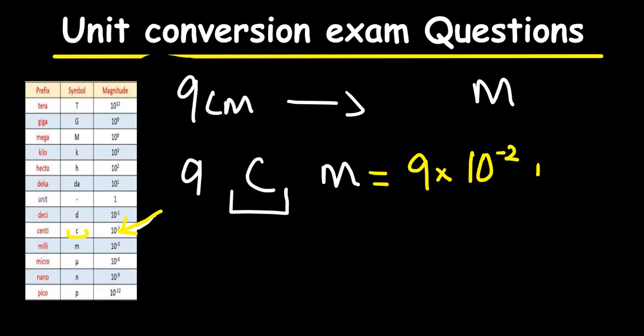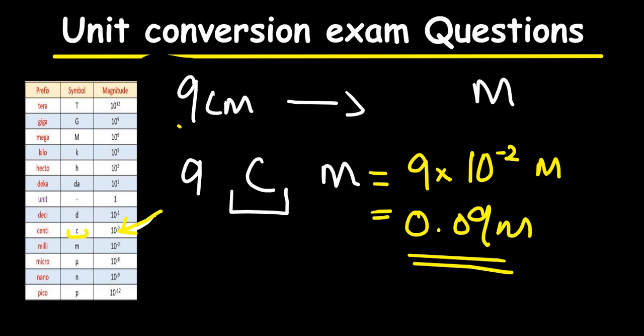Punch this value on your calculator and see the value that you're going to get. What value are you going to get? My calculator is showing me 0.09 meters. So we've moved from centimeters to meters using a direct what? Substitution of the value of this centi here. All right, so let's do another example.